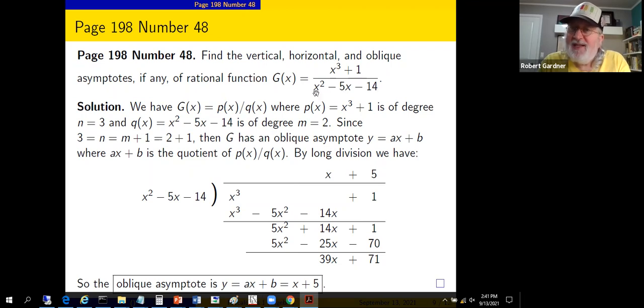Let's see, here's the divisor. I think this is called a dividend. I don't really remember all those names. This is the thing we're looking for. This is how many times the denominator went into the numerator, and this is the remainder. This is the quotient, as they call it as well. This is the oblique asymptote. So we get y equals ax plus b. This is ax plus b. So x plus 5 is the asymptote, and it's an oblique asymptote.